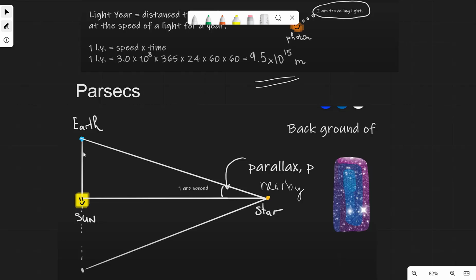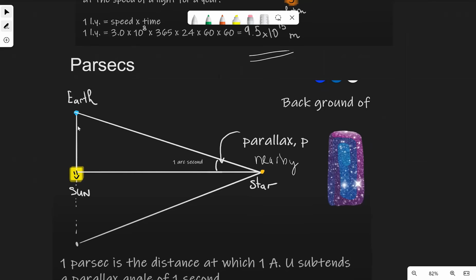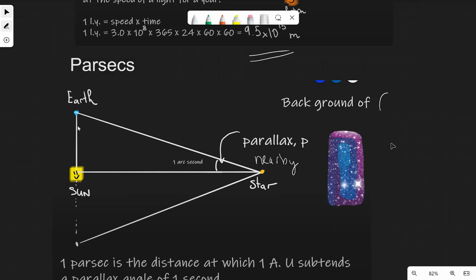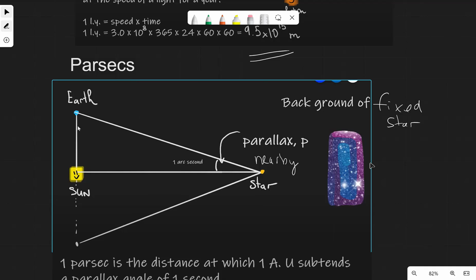So the next thing that we're going to be discussing is the unit of distance, which is known as parsec, and that is very much connected with the parallax angle. Now, let's start off with the basics. Imagine that we have the Earth across here, we have a nearby star, and we have a background of fixed stars. Now, they're so far away that their relative position in the background does not really change as the Earth is moving around the sun.